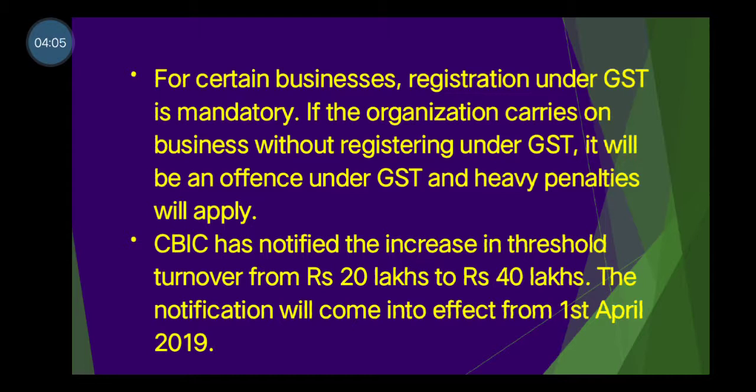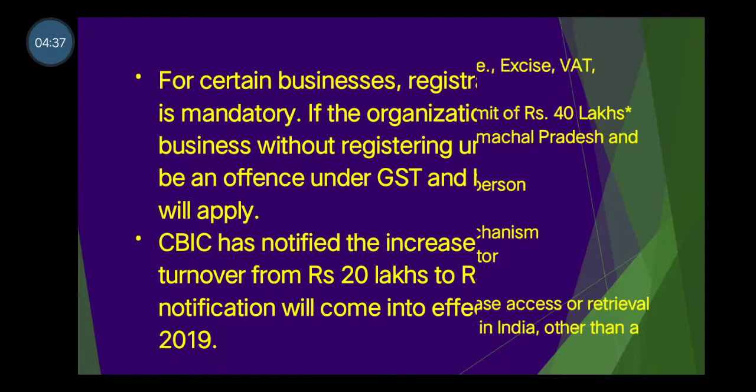CBIC has notified the increase in the threshold turnover from 20 lakhs to 40 lakhs. This notification will come into effect from 1st April 2019. Right? So earlier, as we said before, 20 lakhs was the minimum limit, the minimum or threshold limit of turnover. Now it is 40 lakhs from 1st April 2019. The Central Board of Indirect Taxes and Customs notified this change with effect from 1st April 2019.